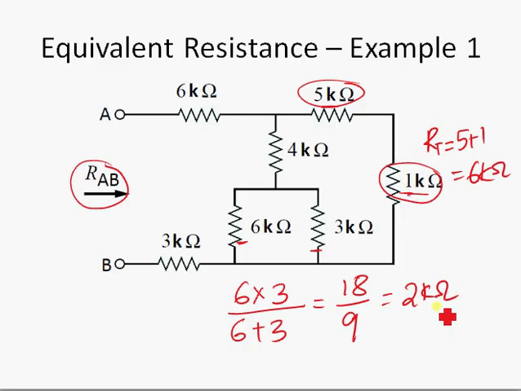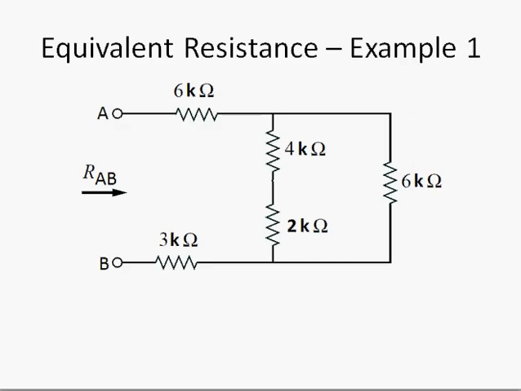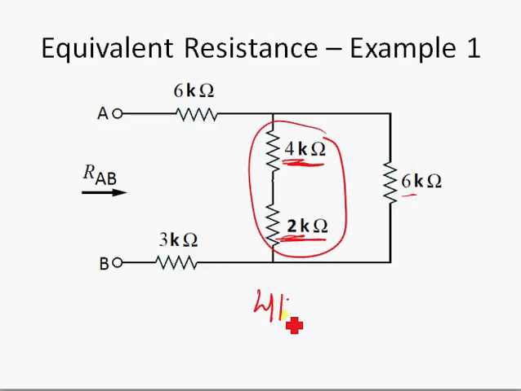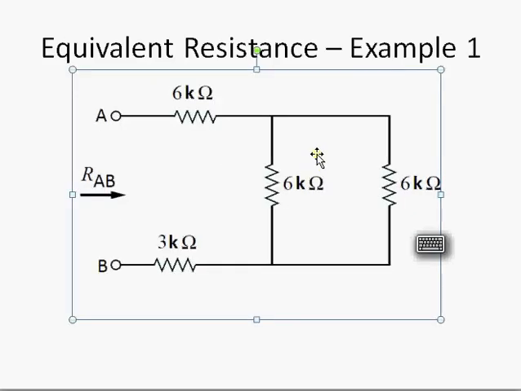So we can replace this resistor network with a 2 kilo ohm resistor, and we can replace this network with a 6 kilo ohm resistance. So let's do that. Okay, so we have done that. Now we have this 4 kilo ohm resistor in series with this 2 kilo ohm resistor. So what can we do? We can combine these two into one resistance, which is 4 kilo ohm plus 2 kilo ohm, equals 6 kilo ohm. So that's what we've done here.